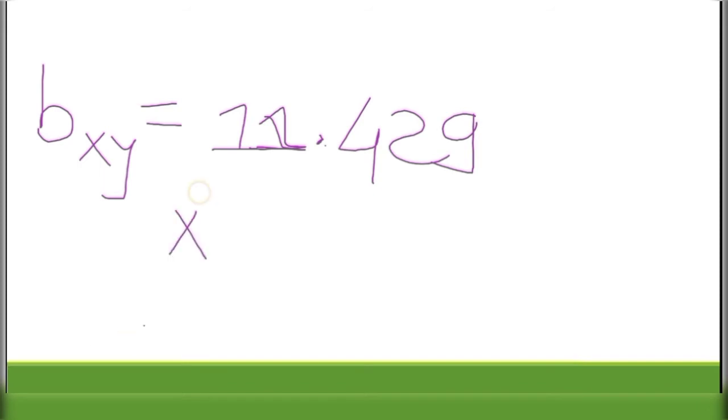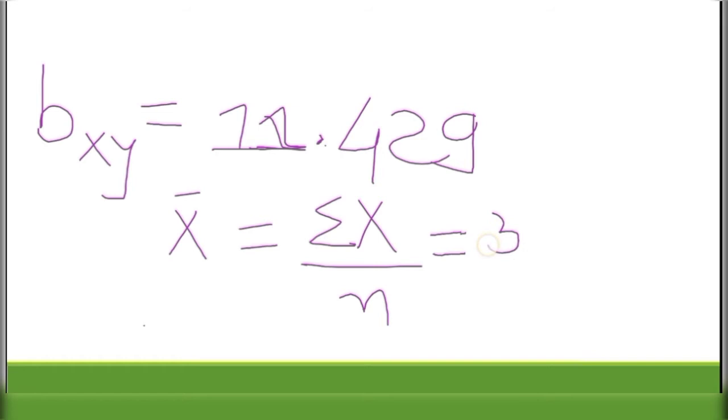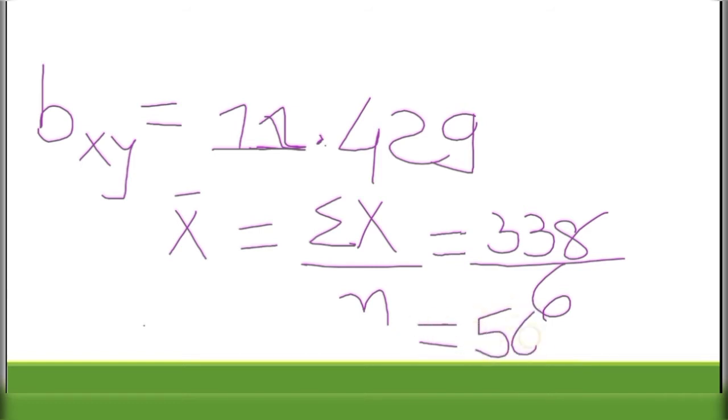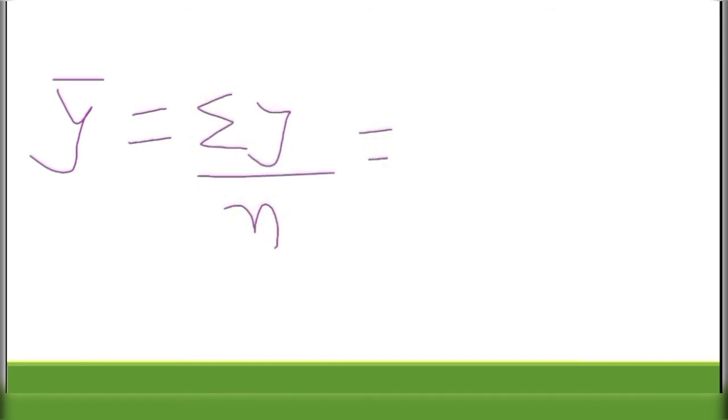Then the next step is to find out x bar and y bar. X bar is equal to sigma x upon n. So here sigma x is equal to 338 and n is 6. This comes as 56.33. Next, finding out y bar, which is equal to sigma y upon n. Sigma y is 45 divided by n, which is 6. This comes as 7.5.